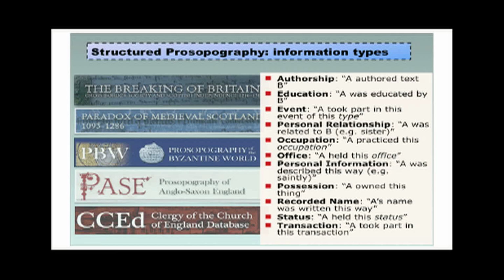Since the early 90s, at King's College, we've been developing prosopographical databases, which focus, for example, on the Byzantine World, on Anglo-Saxon England, medieval Scotland, and now more generally Northern Britain. Indeed, across the diverse range of structured prosopographies that we have worked on, a certain set of core interests, and therefore structural elements, always appear.